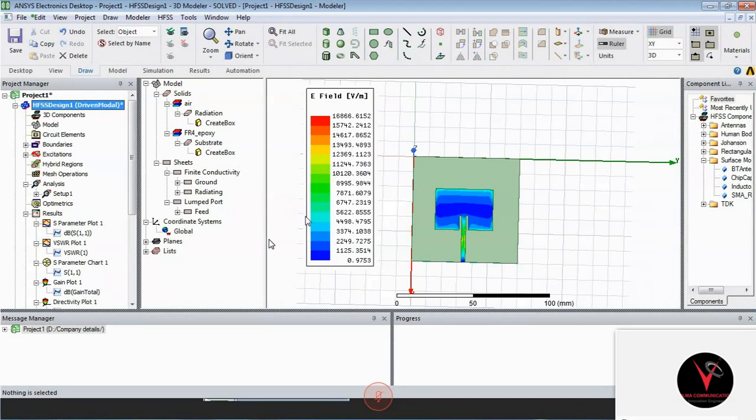Sir, can you explain co and cross polarization? Sorry? Co and cross polarization. Yeah, okay, sir.